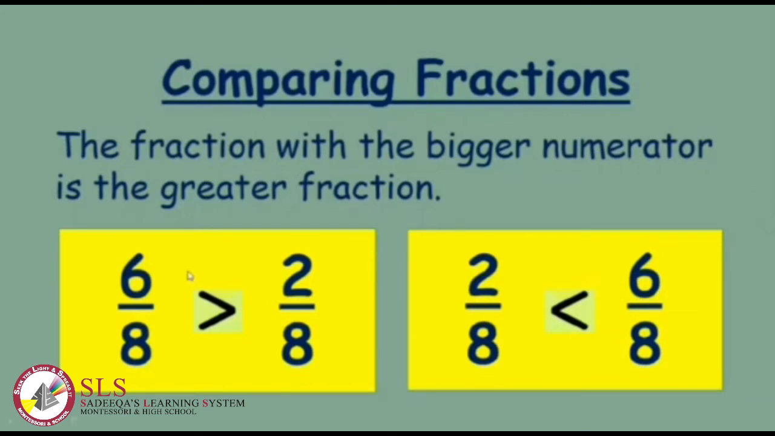If we look at the numerator of these two fractions, you can see that 6 is the bigger number, so it is a bigger numerator. So, this fraction, 6 by 8, is the bigger fraction because it has the bigger numerator. So, 6 by 8 is greater than 2 by 8, or 2 by 8 is less than 6 by 8.